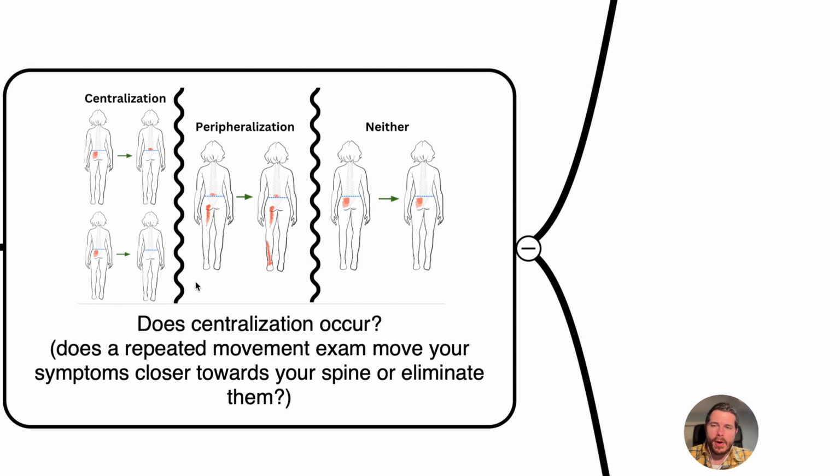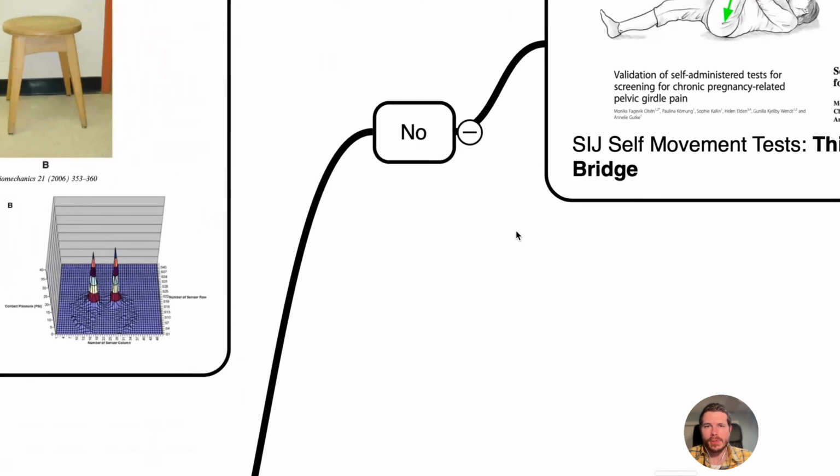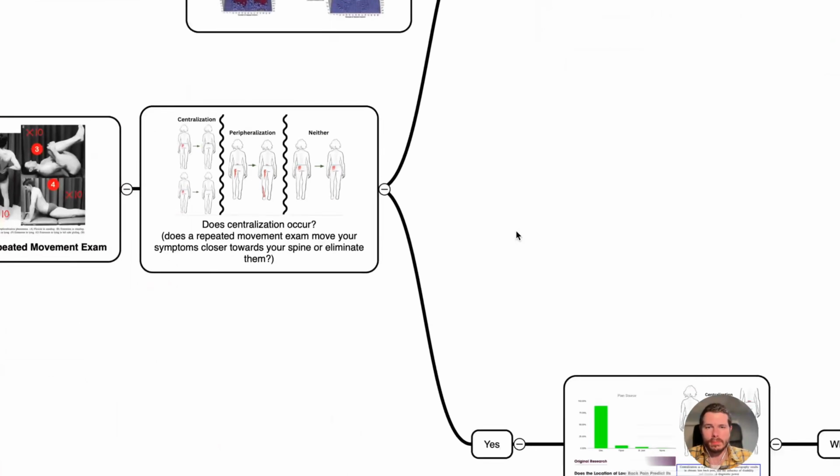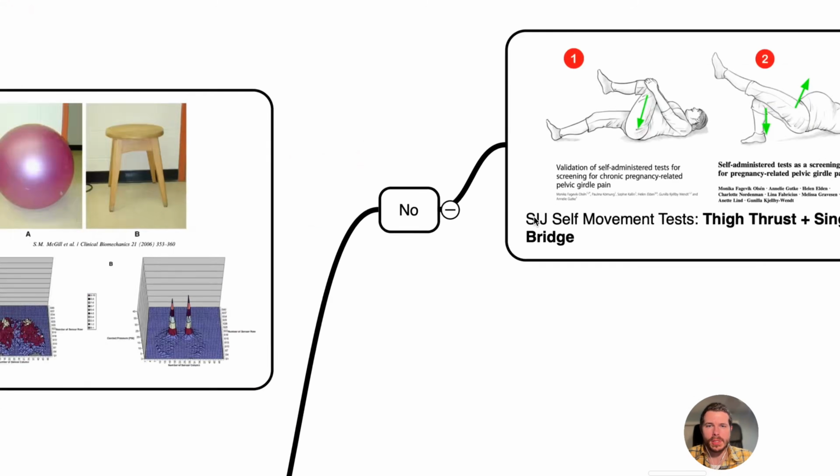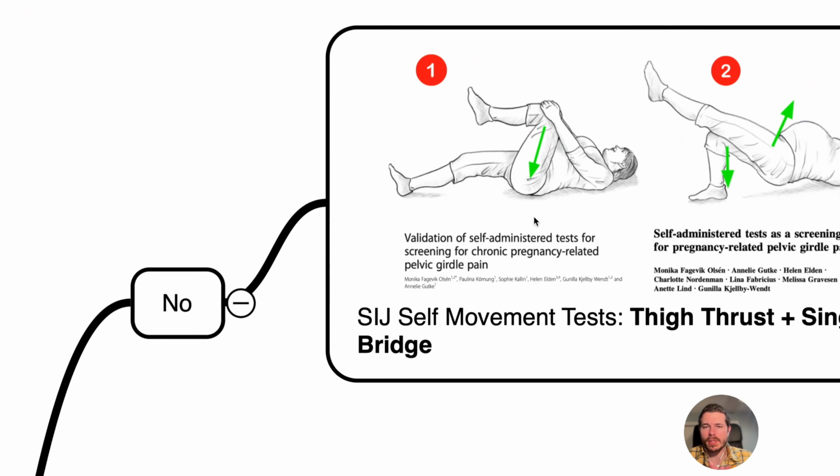And there's 2 possible outcomes that could come from this repeated movement exam. Either centralization did not occur or it did occur. We're going to walk through each of these. So let's just say you went through that, you say, Charlie, it doesn't matter how many reps I do, if I bend forward, if I bend backwards, if I'm lying down, if I'm standing, no centralization occurs. My symptoms don't move closer to the spine, and they definitely don't go away.